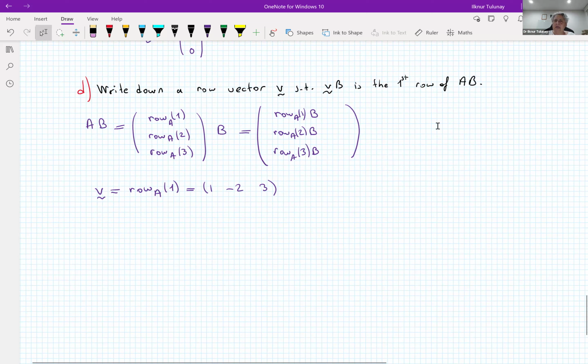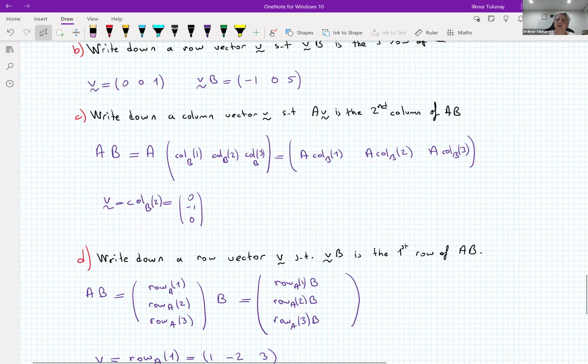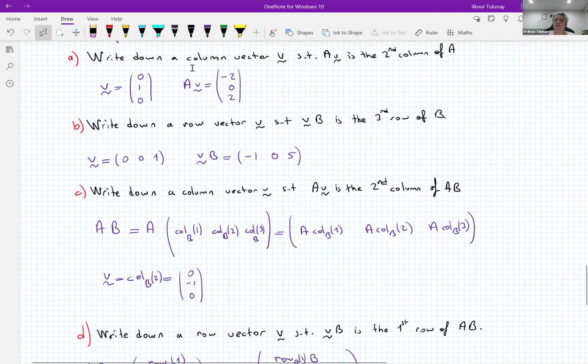So what it's asking is: what is the row vector V such that VB is the first row of AB? That is row 1 of A times B, so the vector is just the first row of A, which is 1, -2, 3.